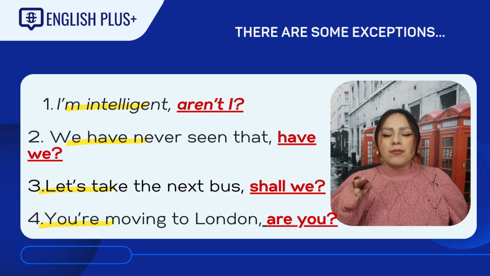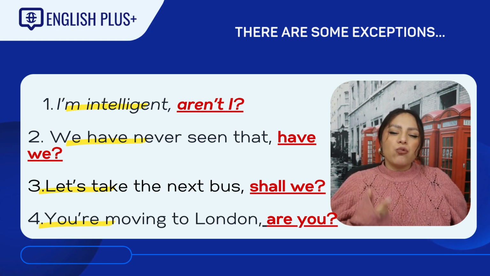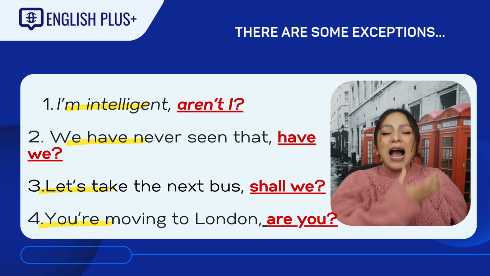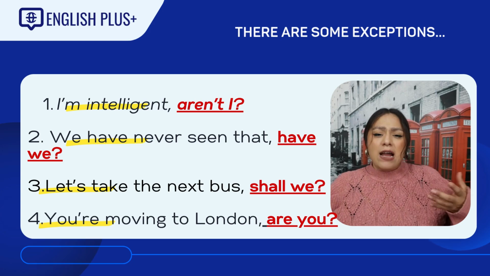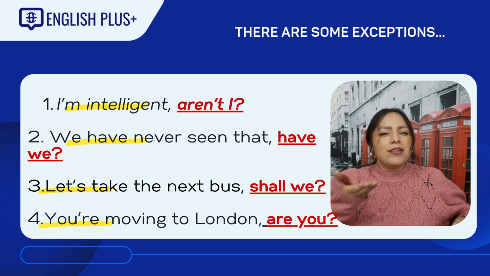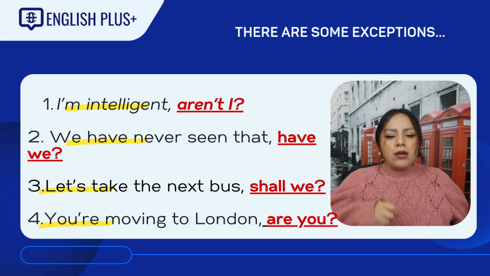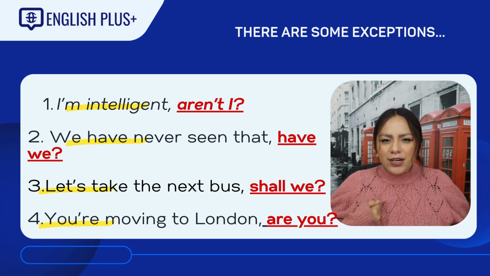Let me tell you a secret. There are some exceptions. The first one will be when I have I am in a statement. The question tag for I am will be aren't I? Look at the example. I am intelligent, aren't I?